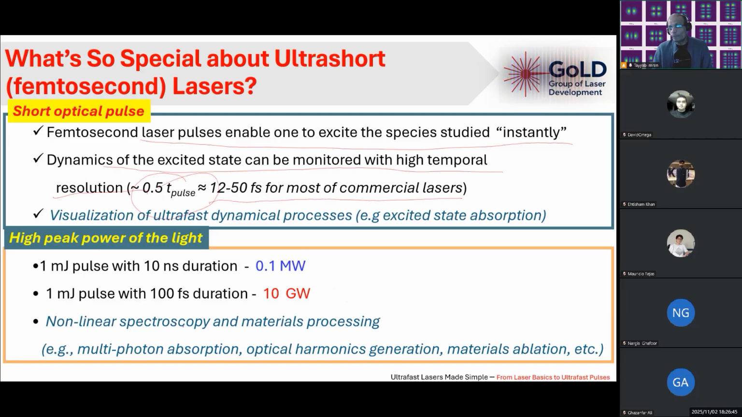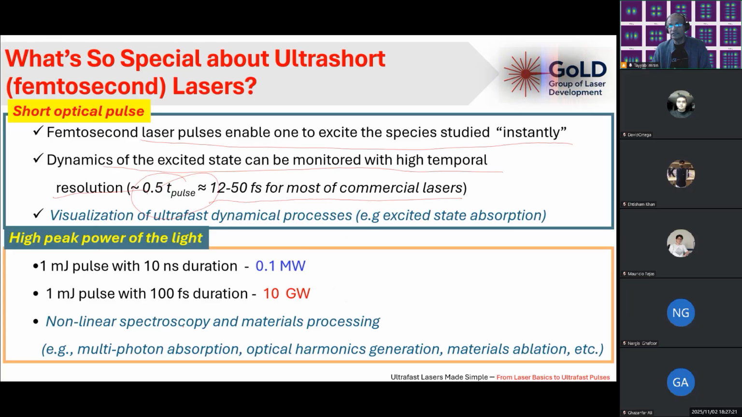If we have a shorter pulse, we can understand the dynamics of excited states in a molecular reaction or whatever it is, because of the high temporal resolution, very short time, femtosecond. Even the visualization of ultrafast dynamical processes is possible, such as excited states, absorption, etc. This is purely related to femtochemistry.